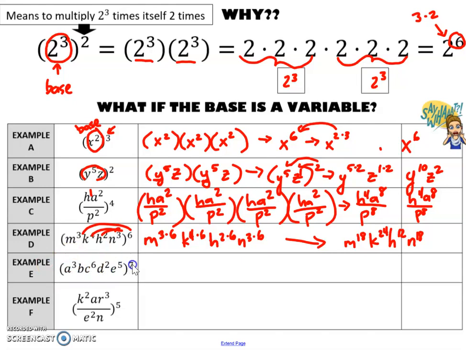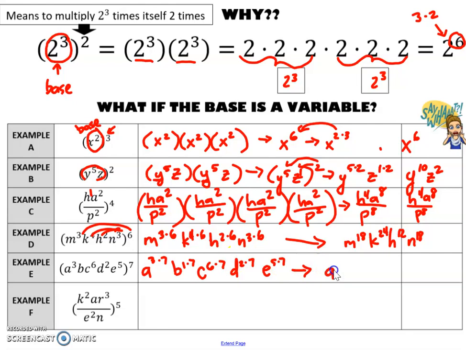All of this to the 7th power, so we just go one by one. A to the 3rd, multiply it times the power. B to the 1st, if you don't see it, it's 1 times 7. C to the 6th times 7. D squared times 7. E to the 5th times 7. Whew, lots of it, but here we go.